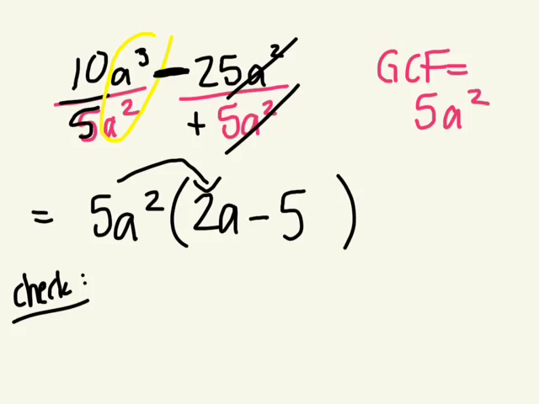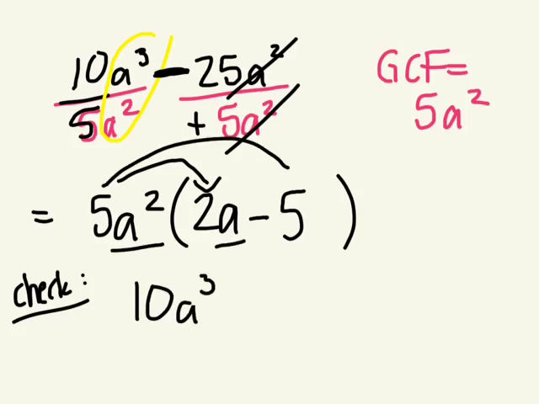5 times 2 is 10. A squared times a is a to the power of 3. This times this is negative 25a squared, so it works.